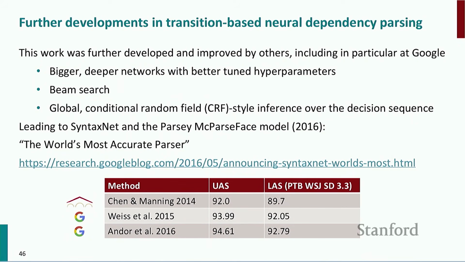So they did some further work on taking that model and improving it so that they made a deeper neural network version with bigger vectors and better tuned hyperparameters, and they added on to it beam search. I've just presented the greedy version where you always just immediately make the best choice, but you can improve these parsers by doing some amount of search. That does help. And so they pushed that up, and so rather than our kind of 92 UAS here, they got it to 94, 94.6.